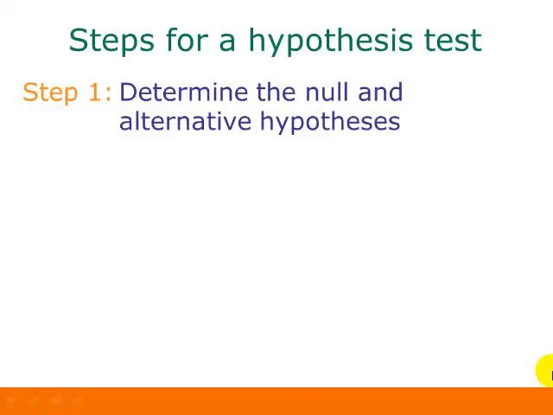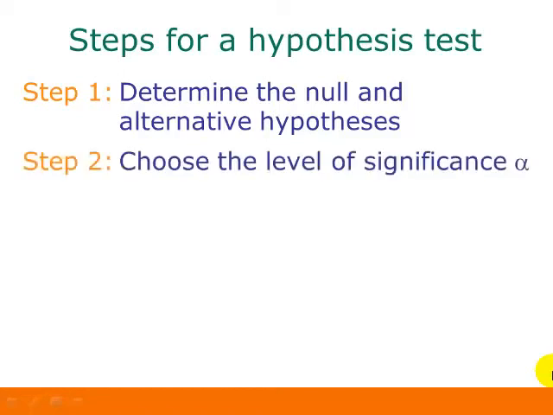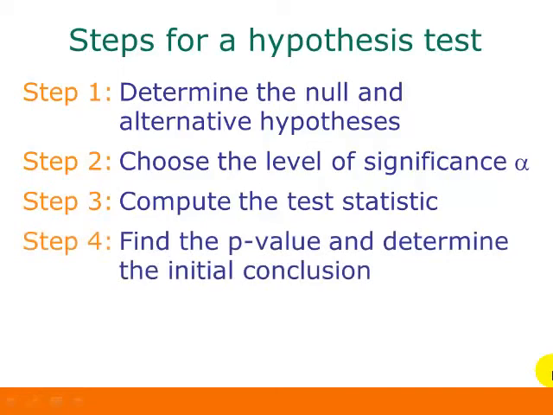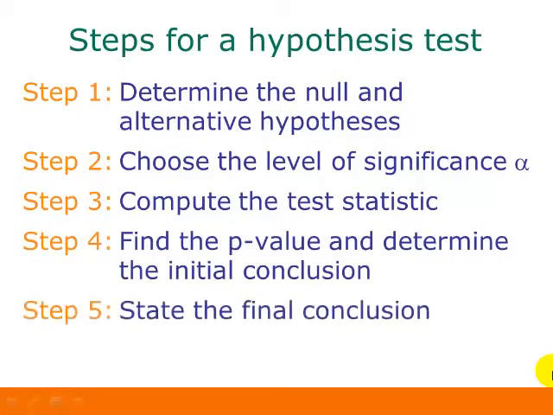So step one is to determine the null and alternative hypotheses. Step 2 is to choose the level of significance, alpha. Step 3 is to compute the test statistic. Step 4 is to find the p-value and determine the initial conclusion. And step 5 is to state the final conclusion. And these steps are the same no matter what type of hypothesis test we're doing.